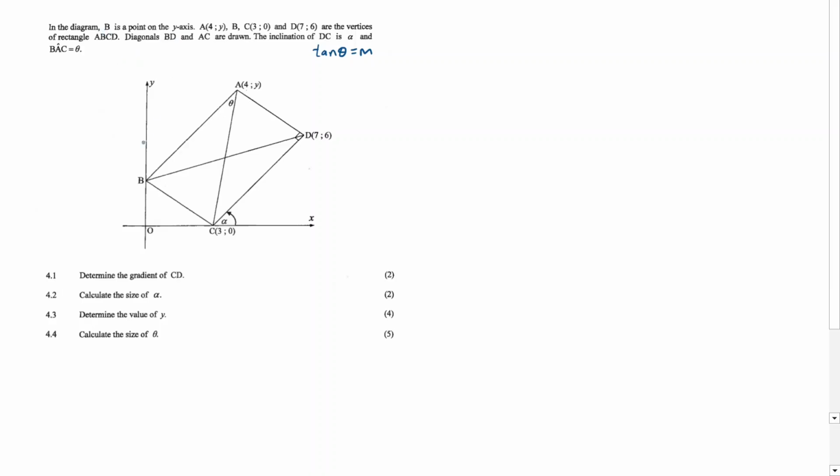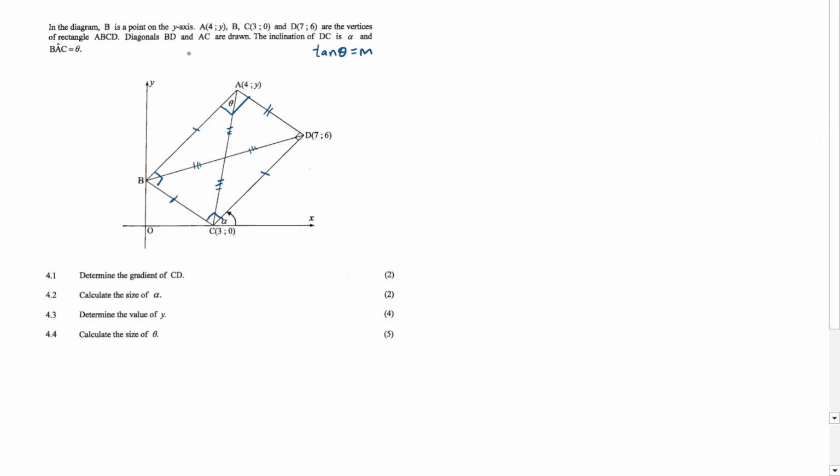So B is a point on the y-axis. We've got bits of the coordinate of A. We've got nothing of B. We've got C and D. These are all vertices of a rectangle, and so immediately I just want to fill in, if it's a rectangle, then these lines will be equal, these lines will be equal, the diagonals will bisect and be equal. So all of this you're filling in before you've even begun.